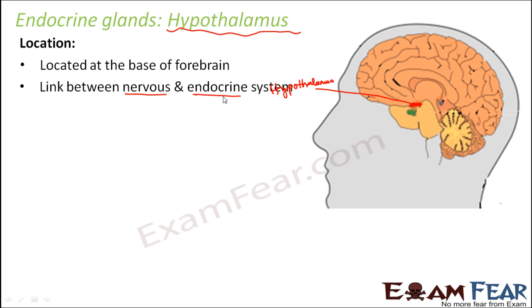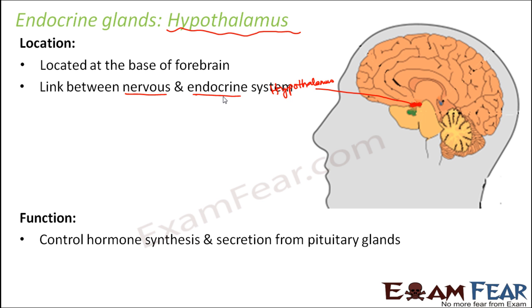So this link between the nervous and endocrine system is provided by the hypothalamus. It is the only common point between the nervous system and the endocrine system. Now, what is the function of the hypothalamus? It controls the hormone synthesis and secretion from the pituitary gland.